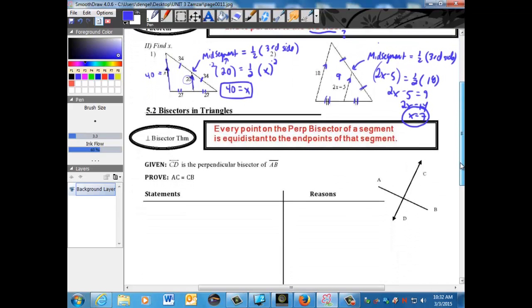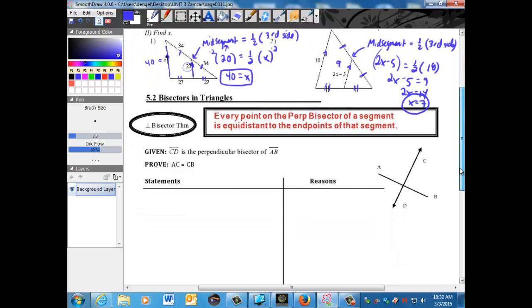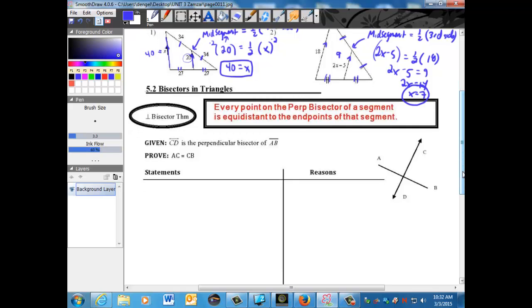Alright, moving down below, we have a new theorem. It's called our perpendicular bisector theorem. It says every point on the perpendicular bisector of a segment is equidistant to the endpoints of that segment. So let's make a drawing, because this is a great definition. However, without a drawing, we're not really sure what's being said.